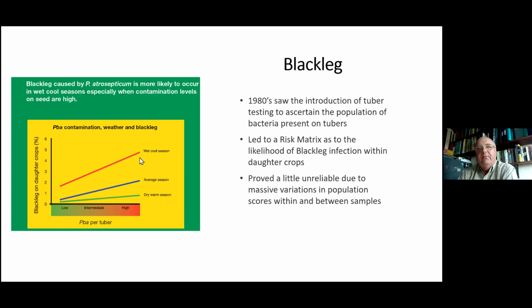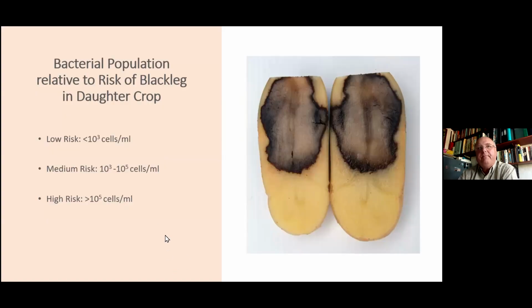One of the problems that cropped up from this is that when people sent samples in for testing, they would come back with quite a wide range of levels of bacteria on the different subsamples. They also found that the resultant crops often bore little relationship to the levels of blackleg found when they sent the seed in for the test. So it's not necessarily been used as much as perhaps it could have been.